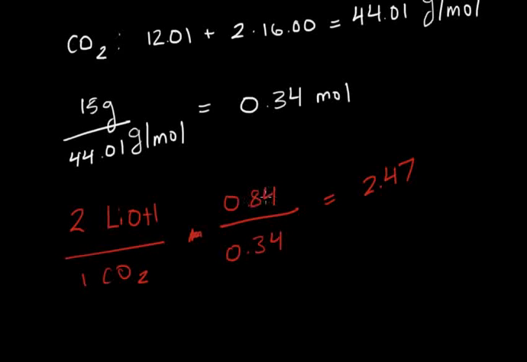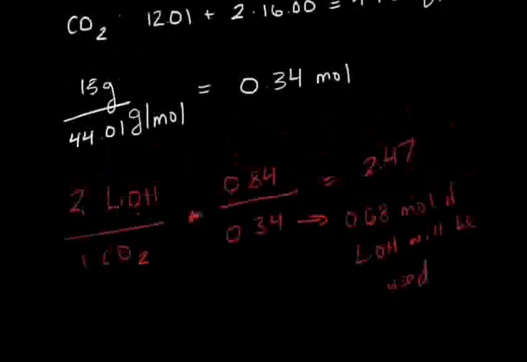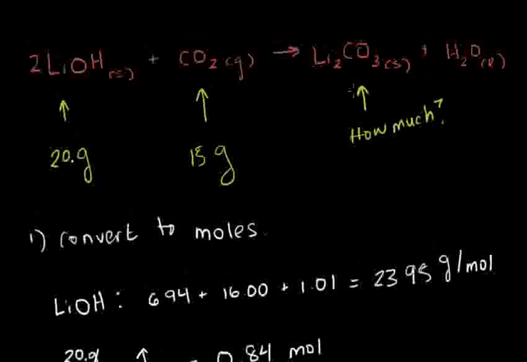Now, can we just consume both of these quantities? Can we consume 0.84 moles of lithium hydroxide and 0.34 moles of carbon dioxide? Well, no, we can't, because we can only consume twice the amount of lithium hydroxide as we do carbon dioxide. If we use up all the carbon dioxide, we're only going to be using 2 times this amount of lithium hydroxide. So we can only use 0.68 moles of lithium hydroxide, which means we're going to have some lithium hydroxide left over that won't be converted to lithium carbonate, won't be consumed in our chemical reaction.